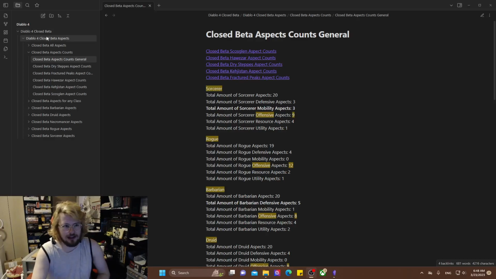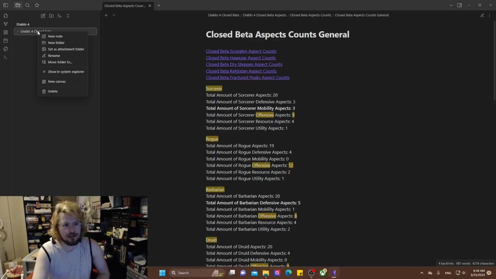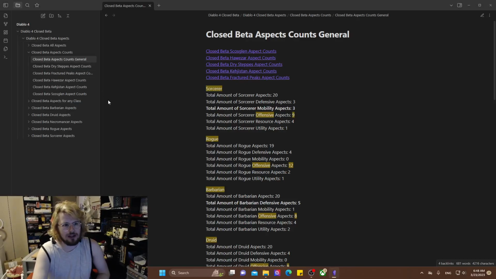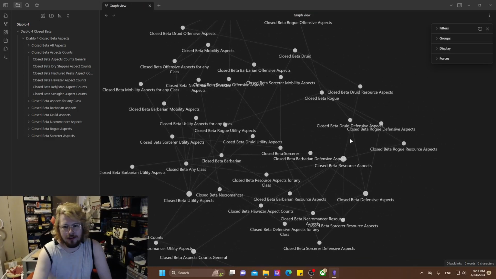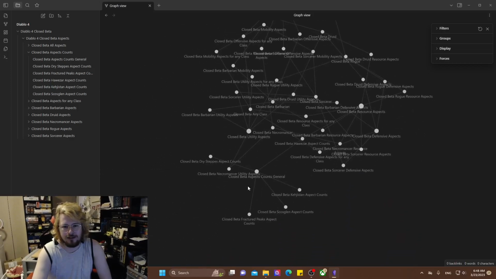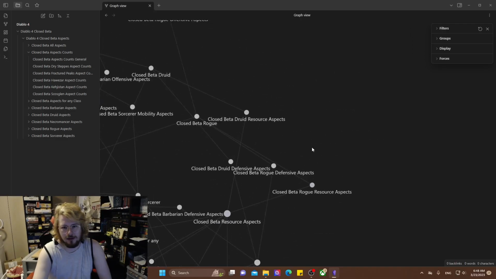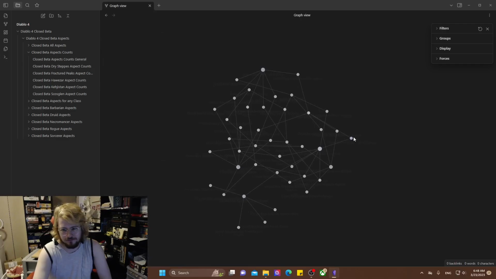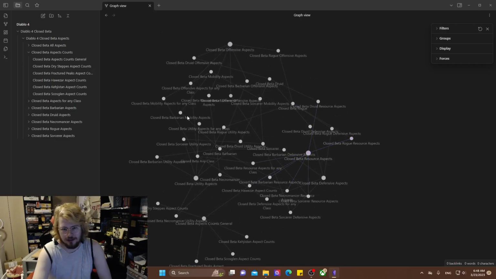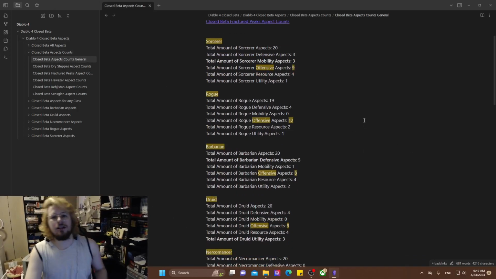I think, can I click on this? Does this tell me? No, it doesn't tell me my word count. I don't feel like clicking on each tab. I can show you my graph view of all my backlinks to specific ones, like that. Boom, boom, boom. Like, they're all connected. This is the cool thing about Obsidian notes. It makes connections and whatnot. But anyways, we'll get into the aspect counts.